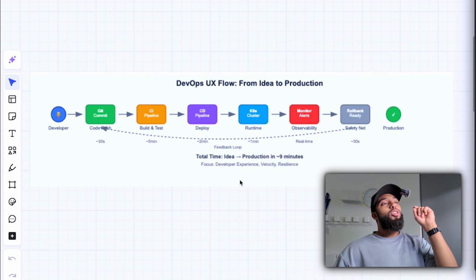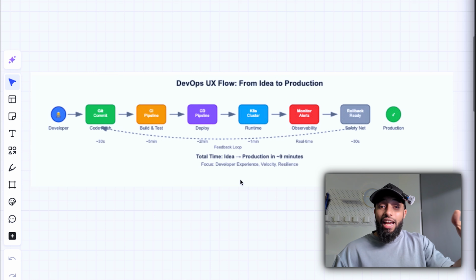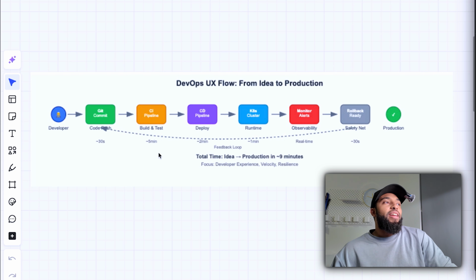Think of it like this: if your DevOps stack was a product, would anyone actually use it, or would they curse you every single day? As you can see in this little sketch, a developer makes a code change, a git commit, which goes to a pipeline that gets built and tested, then the actual CD pipeline which deploys it.